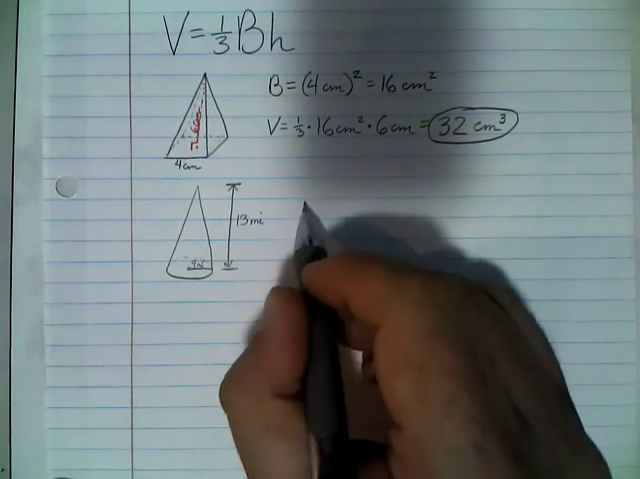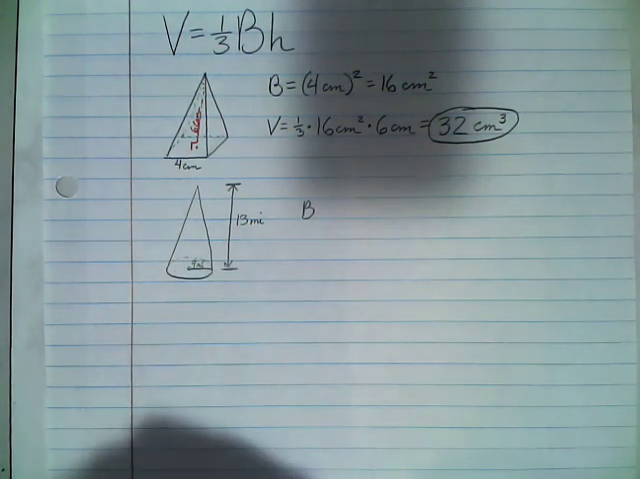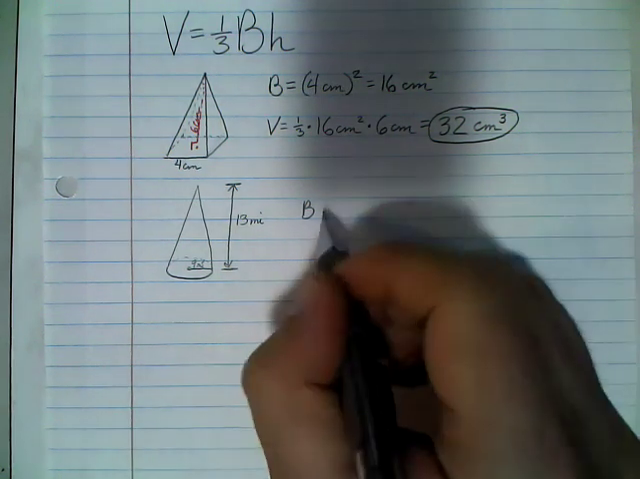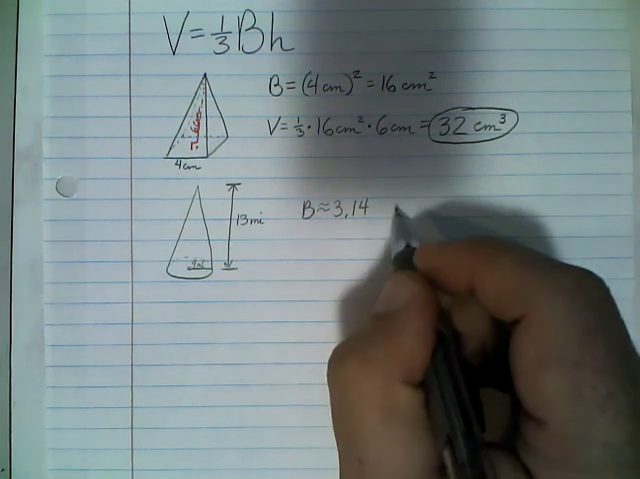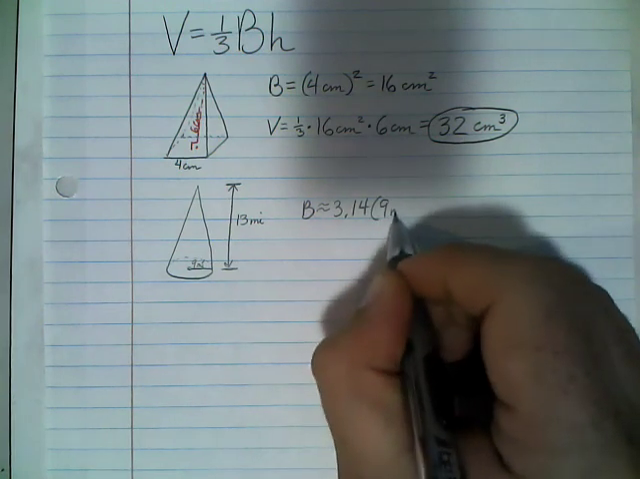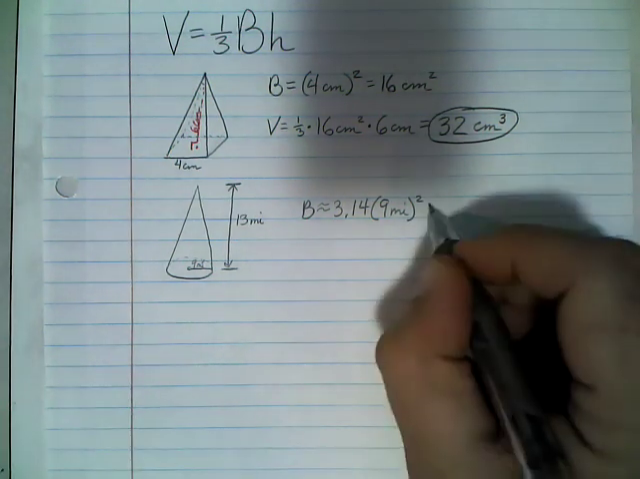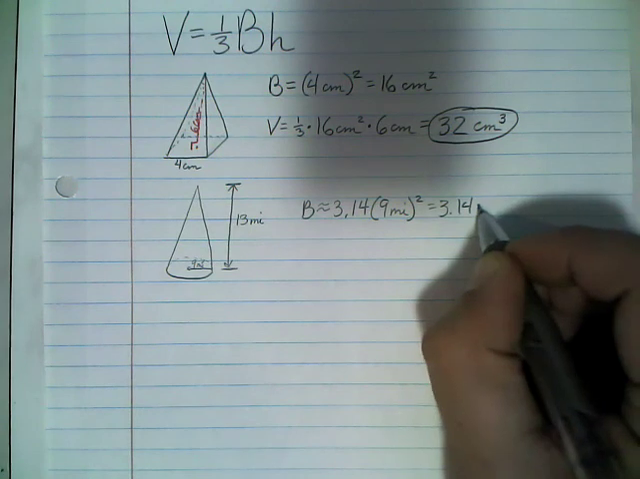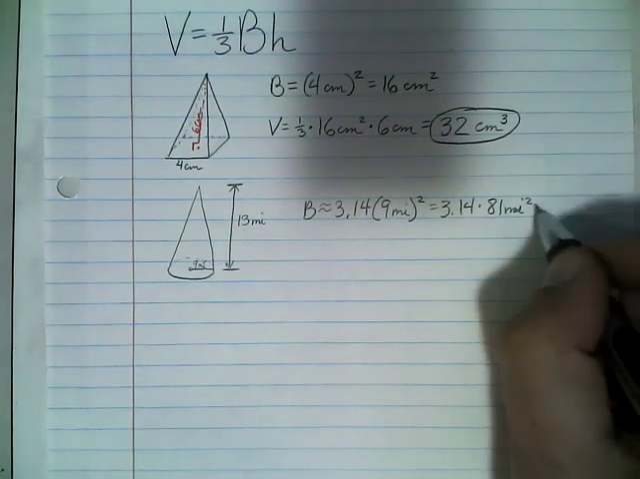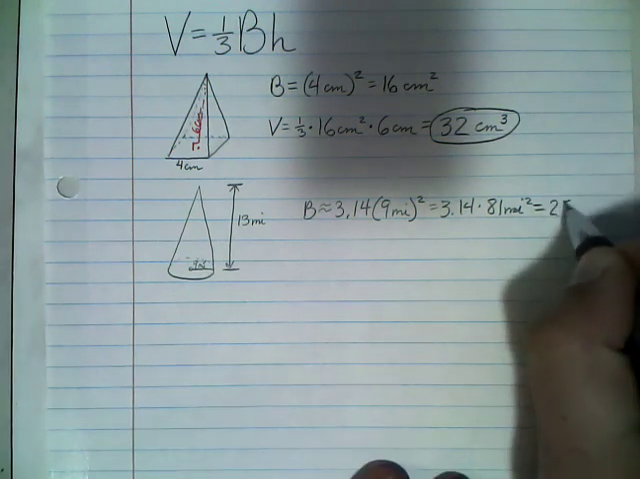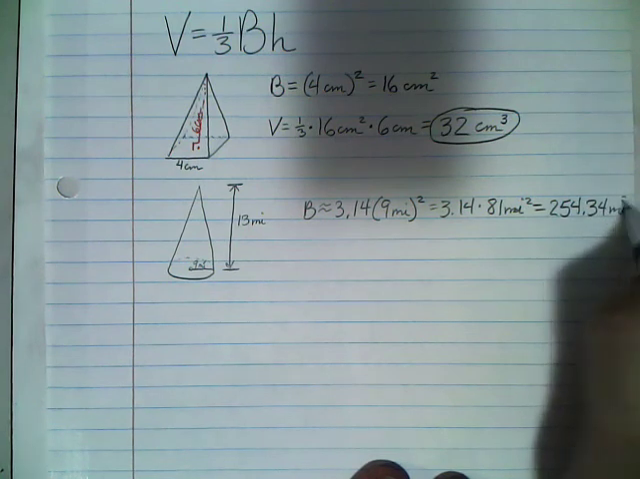Well, capital B is the area of the base. Well, on a cone, the base is a circle. So the base is pi r squared. So approximately 3.14 for pi. And then r is 9 miles. Little order of operations here. So this is going to be 3.14 times 81 square miles. And then if we multiply those together, this comes out as 254.34 square miles.